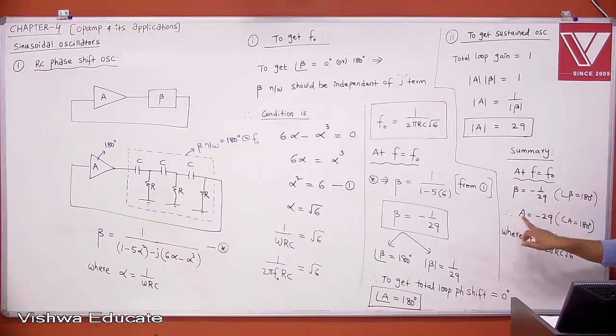If you take A into beta, therefore A into beta is equal to 1. What does it mean? Loop gain is 1, loop phase shift is 0 degrees. That is what it is.